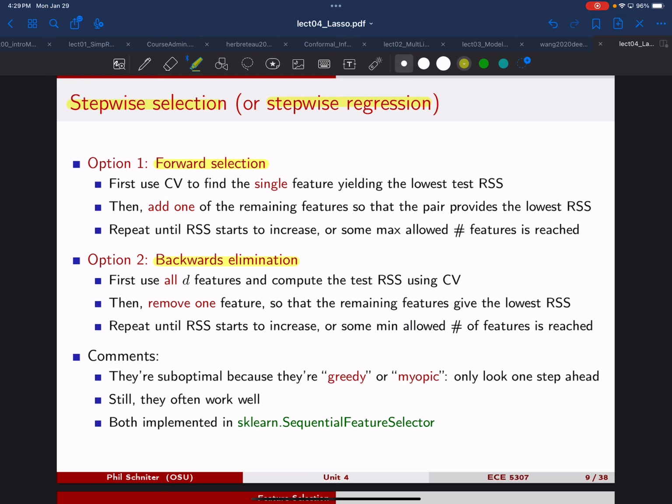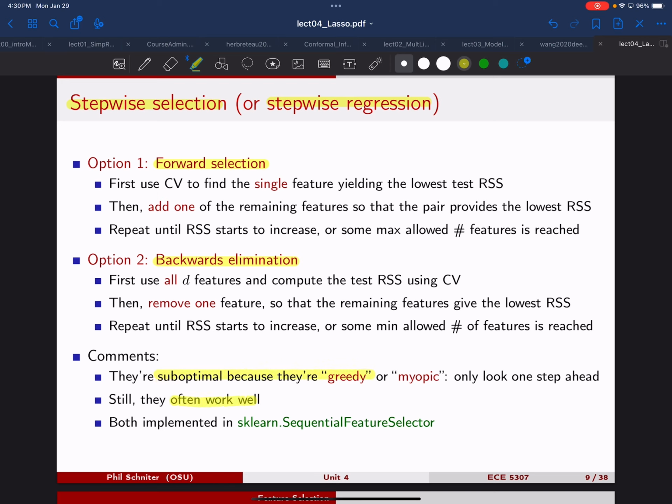Your RSS should get better and better. At some point, you've removed too many features. Bias starts to take over. It's no longer that you're trying to reduce variance. Now, bias is the issue, and so you stop. If you start to see the RSS go up again, you say, okay, I've removed too many features. So in spirit, it's similar. It just works from the back. Okay, so those are basically the two methods for stepwise selection. They're suboptimal because they're greedy, but they often work well.